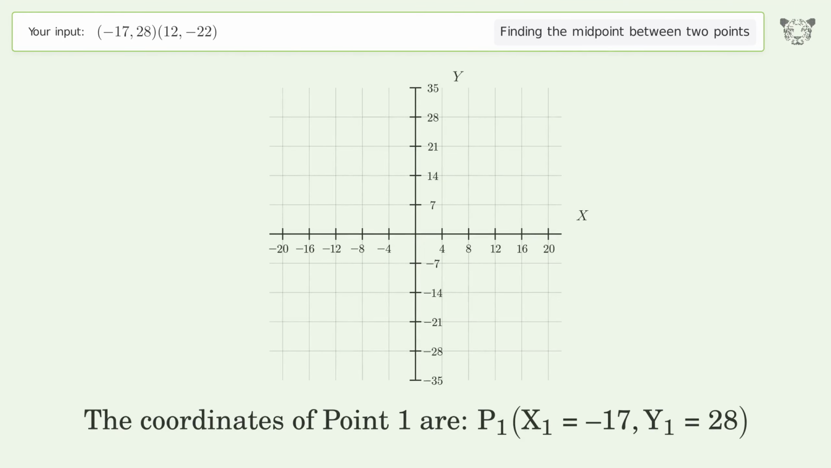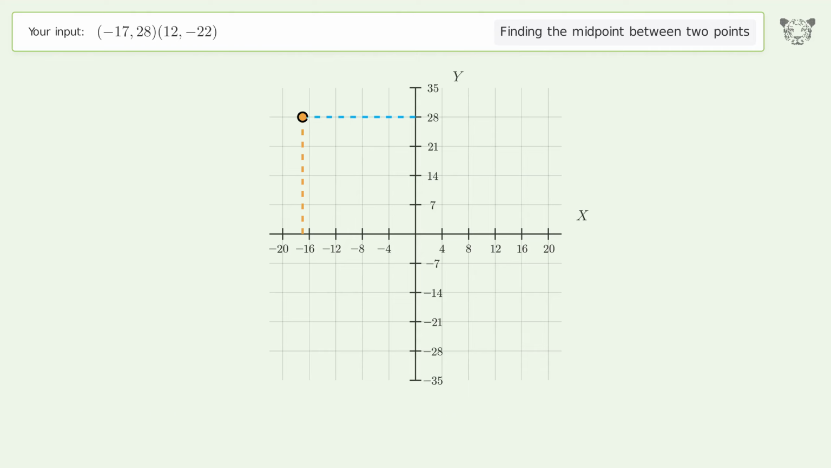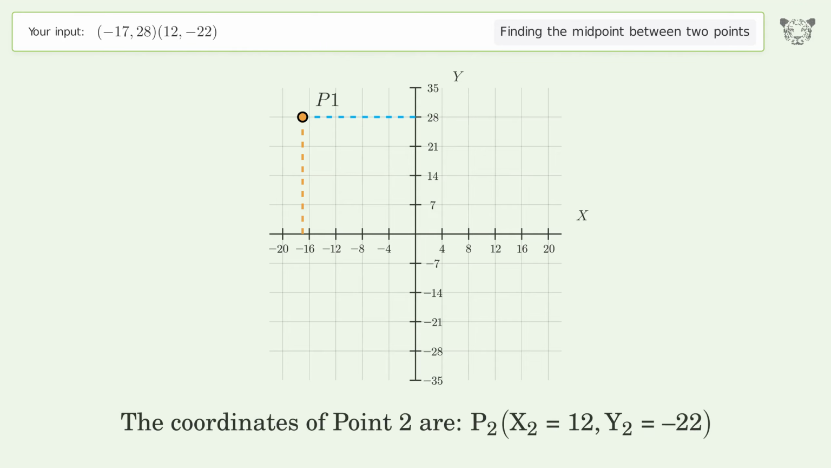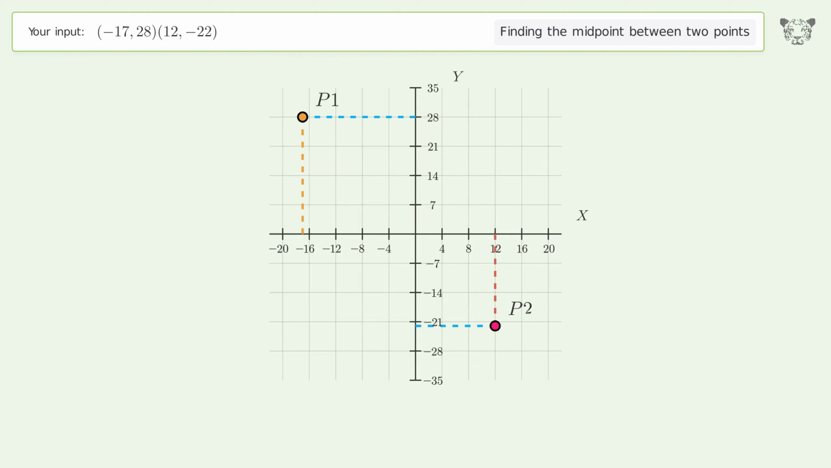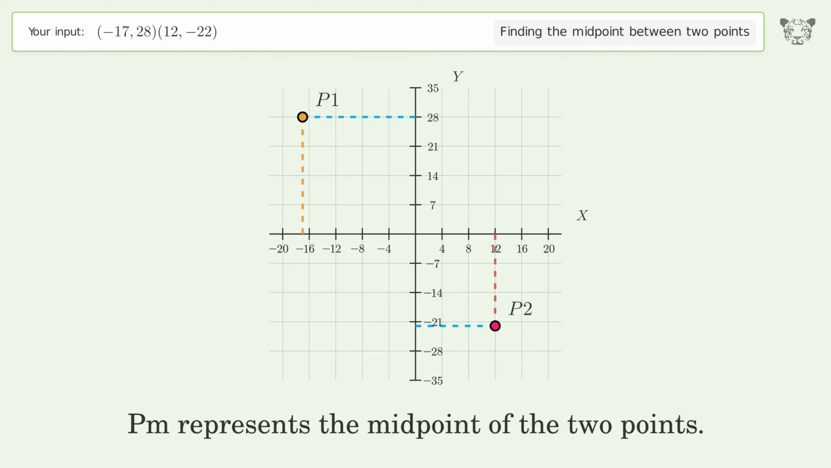The coordinates of point 1 are, x1 equals -17, y1 equals 28. The coordinates of point 2 are, x2 equals 12, y2 equals -22. PM represents the midpoint of the 2 points.